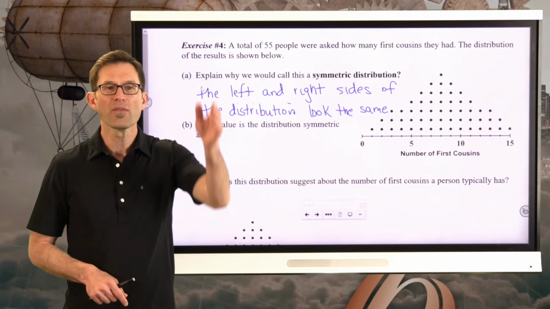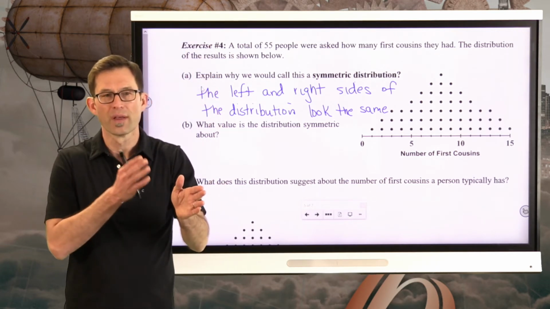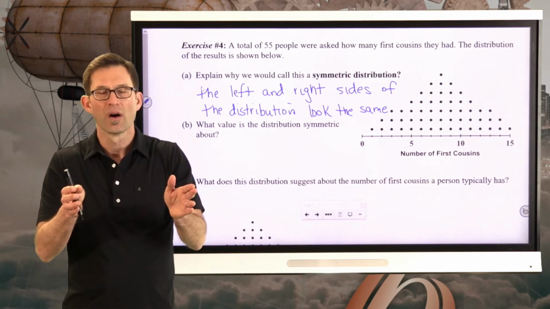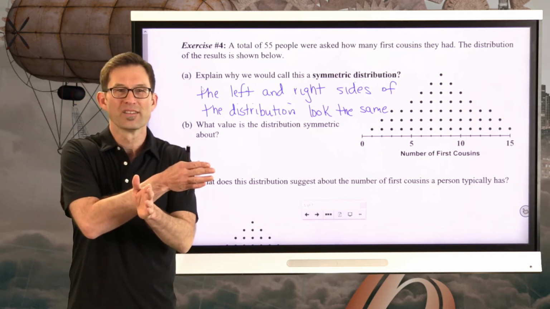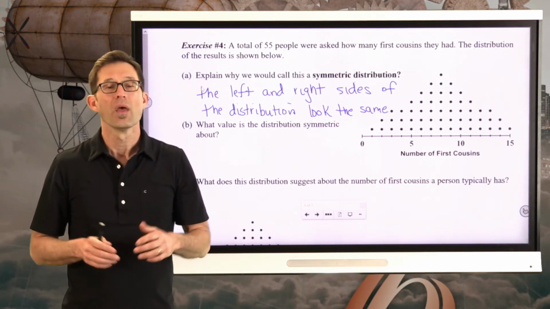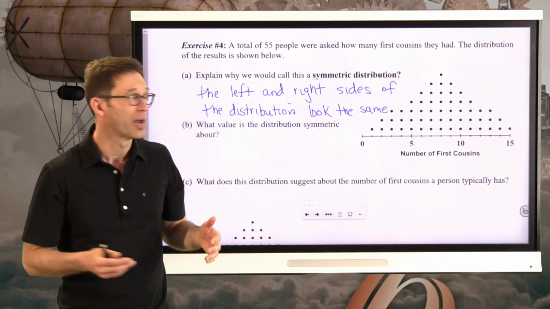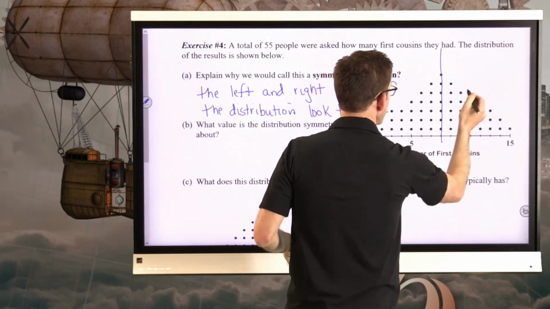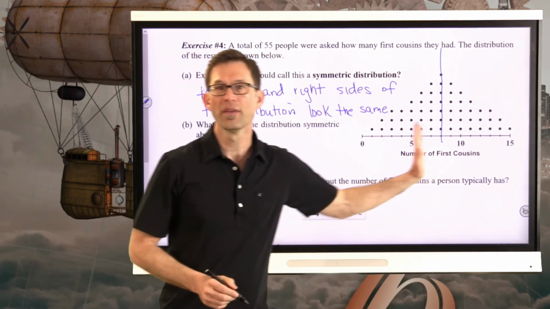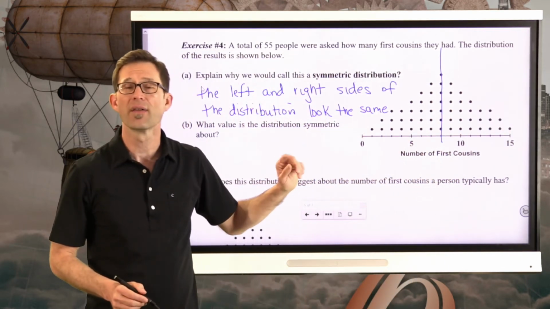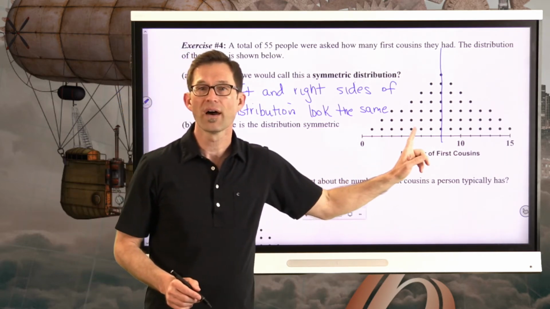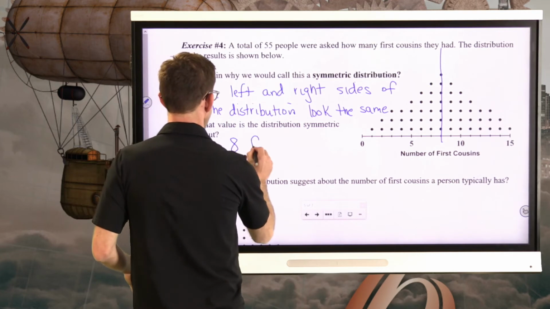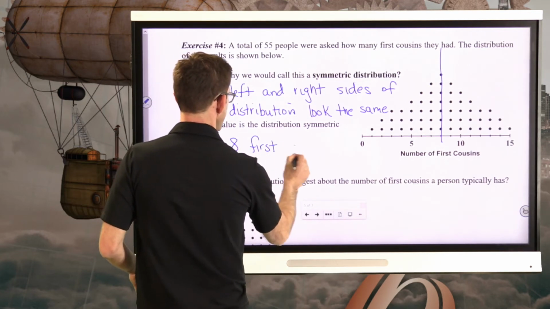All right. Well, it's like if I were to draw a vertical line and look to the left of this and look to the right of this. Then what would that value be? And that would be right here, right? If I literally look at everything on this side and everything on this side, they look identical. And what is that value? 6, 7, 8, right? That is 8 first cousins.